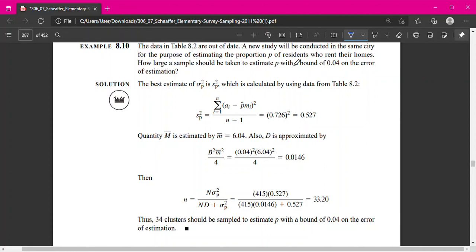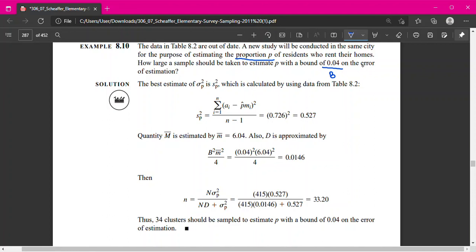To find the sample size, we first look at our interest: what do we want to estimate? Estimate the mean, the total, or the proportion. Then we can know which sample size formula we need to use. How large a sample should be taken to estimate the proportion who rent their house with a bound of 0.04? So this is the value of D, the bound, right?